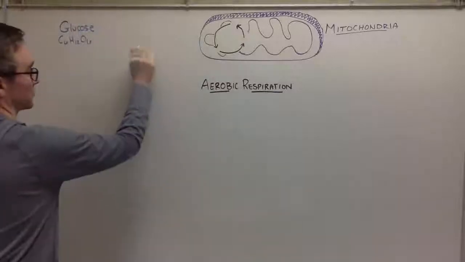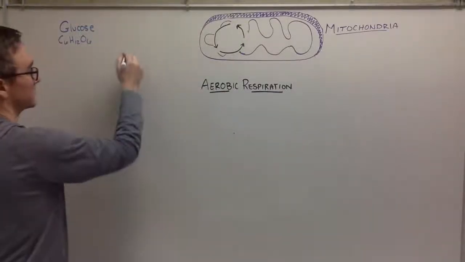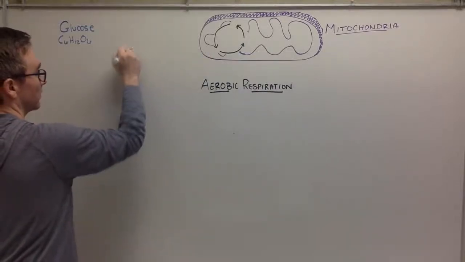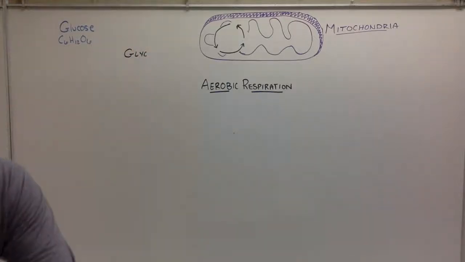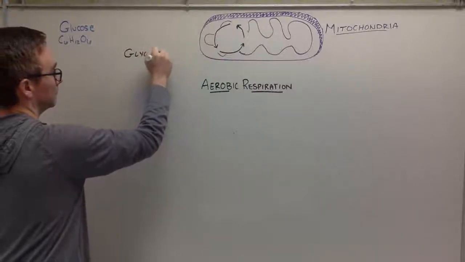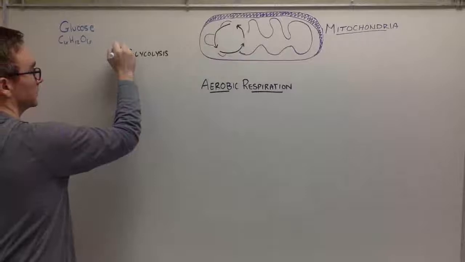All right, it's going to happen just right outside here in the cytoplasm. That's outside that cell membrane, or outside that mitochondria, where you're going to have glycolysis. I always want to spell glycolysis wrong, so I always have to double check.